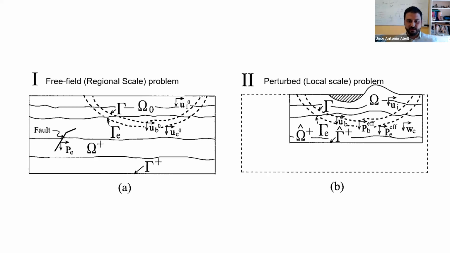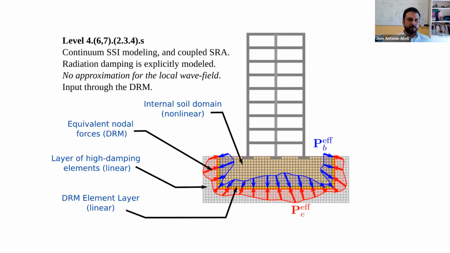It rather works nicely. So your finite element models at level 4 end up looking like this. You have the feature, which in this case is a building, but can be some nonlinear soil or whatever you want, a dam, whatever you want to be analyzing. You have an internal domain. You have equivalent nodal DRM forces, which kind of look like this, the forces that tend to kind of balance out. I'll show you what that looks like in a while.